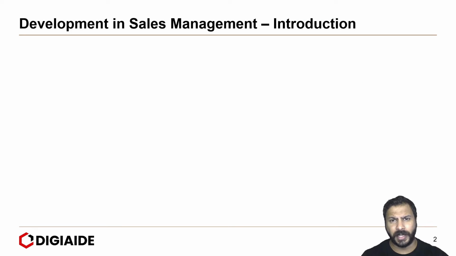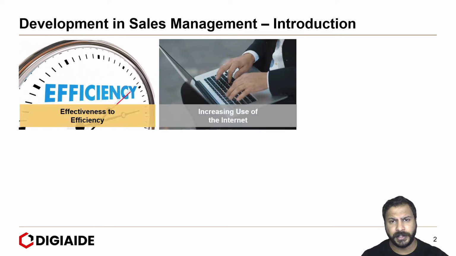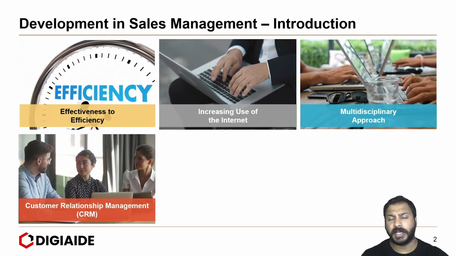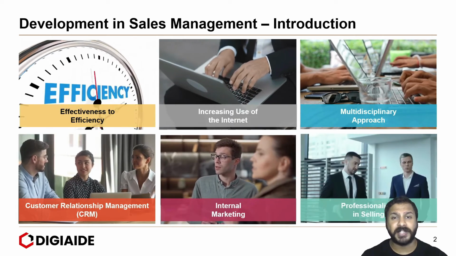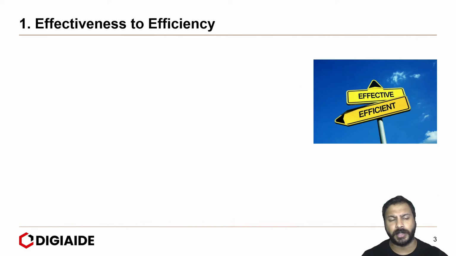It includes the following elements, starting with effectiveness to efficiency, increasing use of the internet, multidisciplinary approach, customer relationship management, internal marketing, and professionalism in selling. Now let's take a stab at each one of them briefly, starting with effectiveness to efficiency.